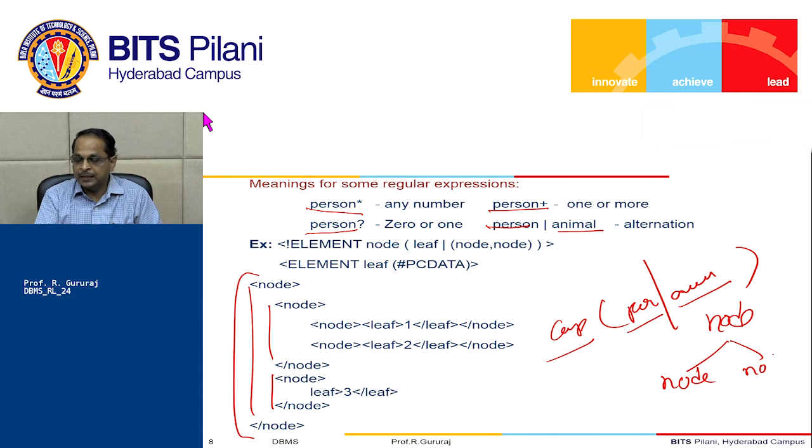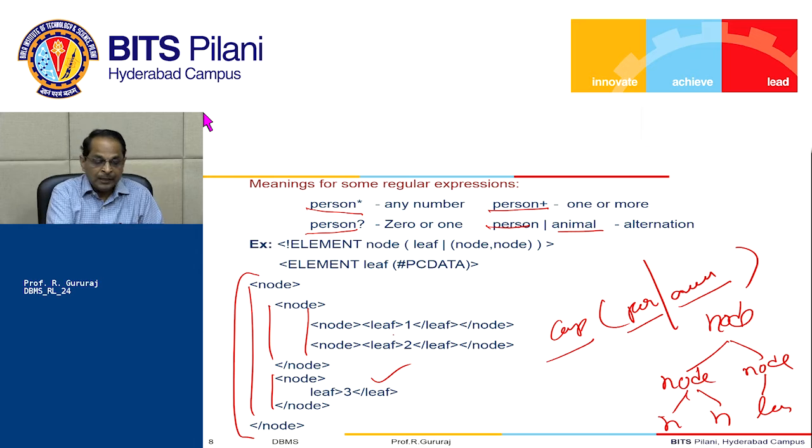Recursive node, again it contains node elements. The first node contains two node elements, and the second node contains only one leaf element. And this node element contains one leaf and this contains one leaf. Okay, so if you carefully observe, this is going to describe a binary tree.